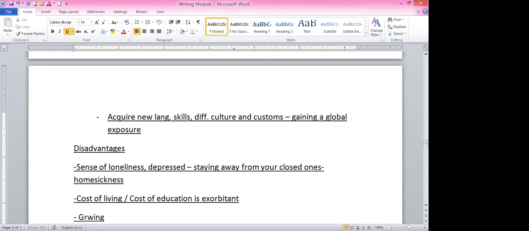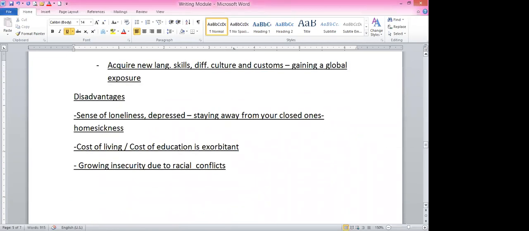Okay, security. Racial, due to racial conflicts. Right. Yeah, so I can get 3 ideas for my disadvantages, 3 ideas for my advantages.